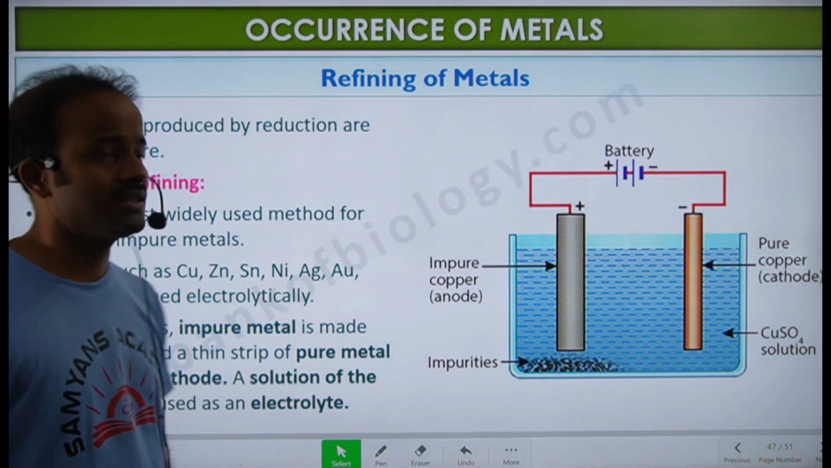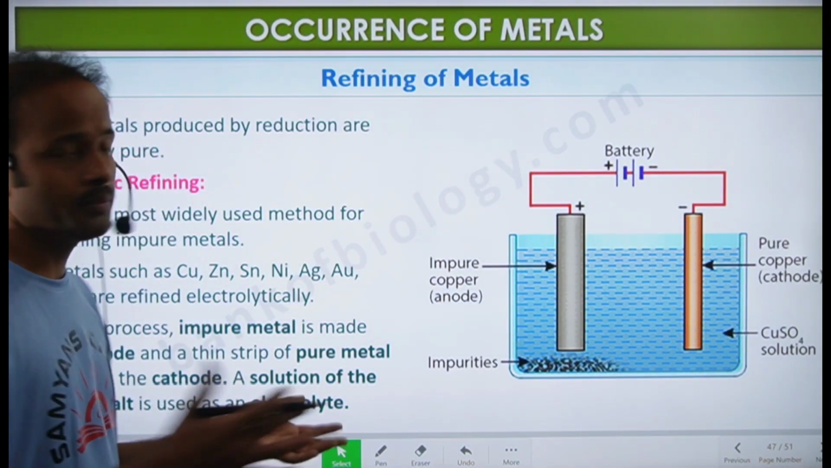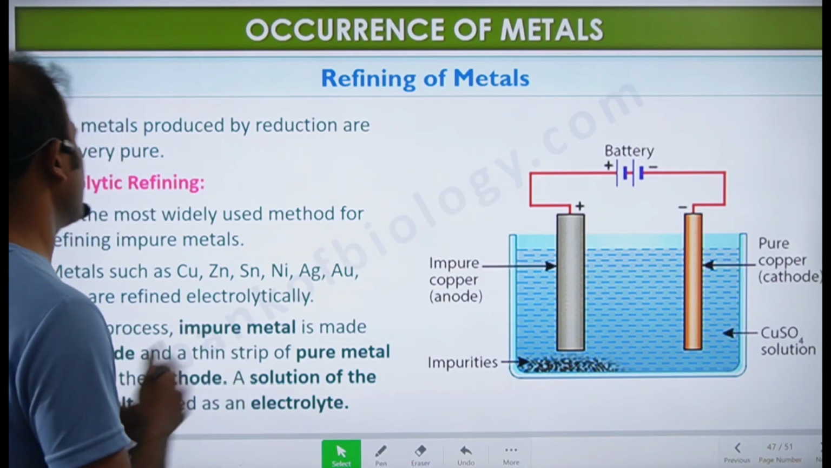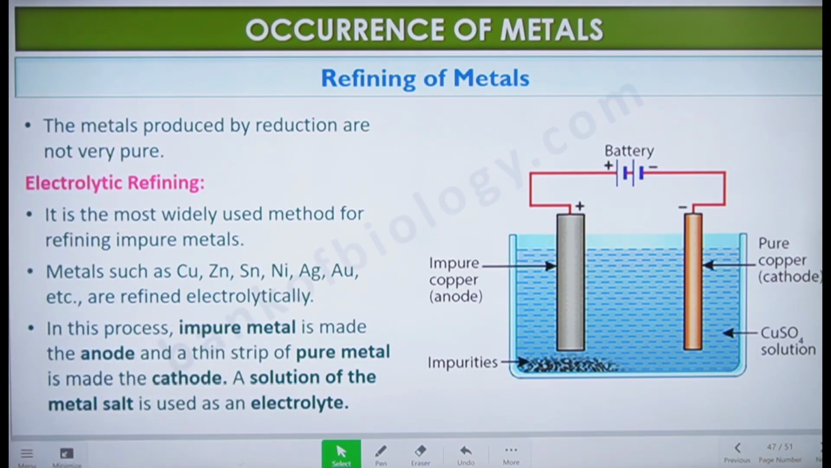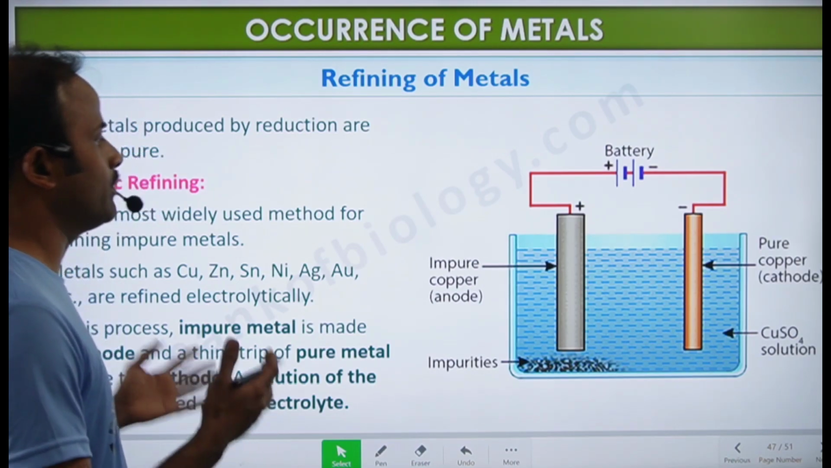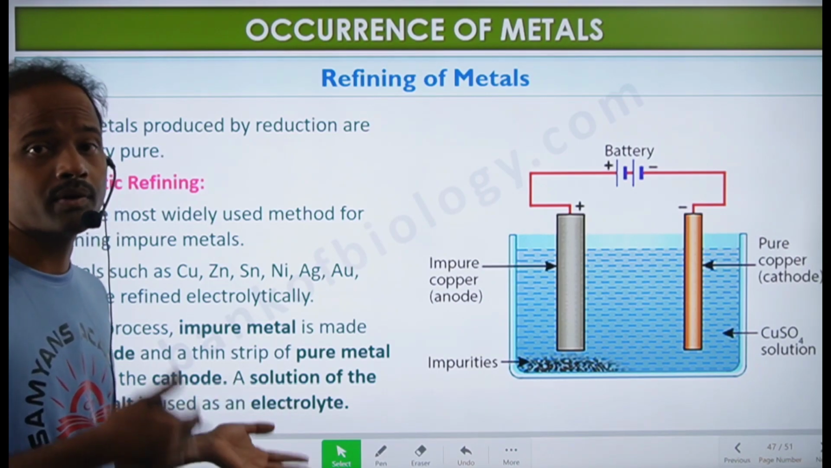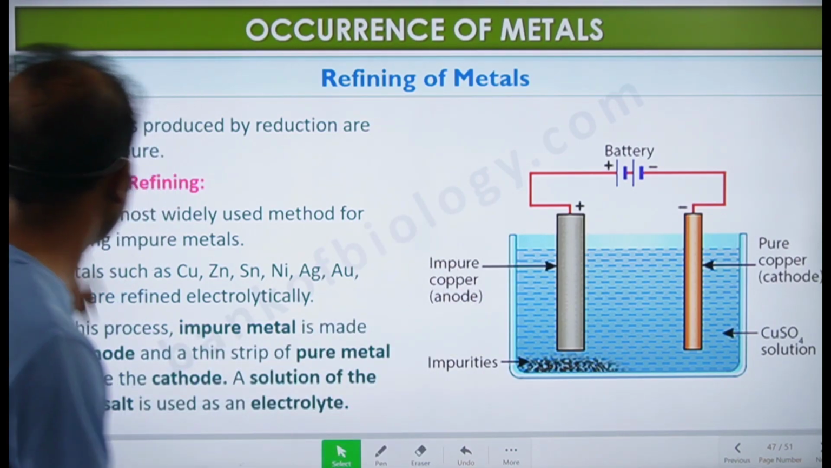In this process, this is the last step, electrolytic refining. To get the pure metal, we do this process. In this method, how are we separating pure copper from the impure copper? How are we separating copper from the impure copper, right? Now let us see.